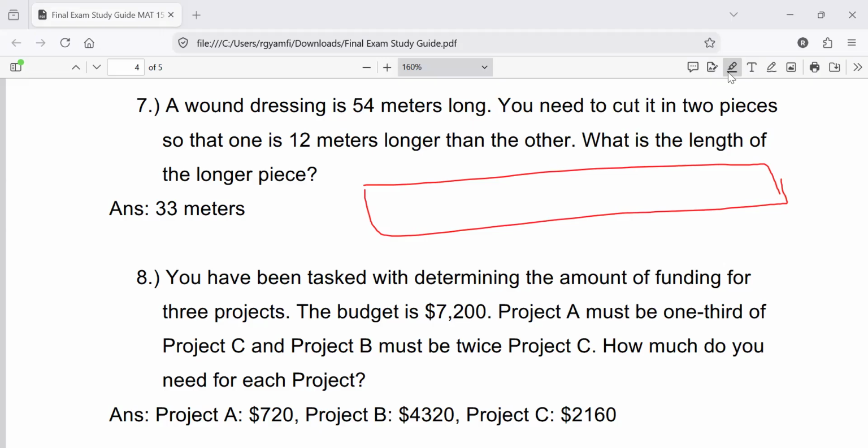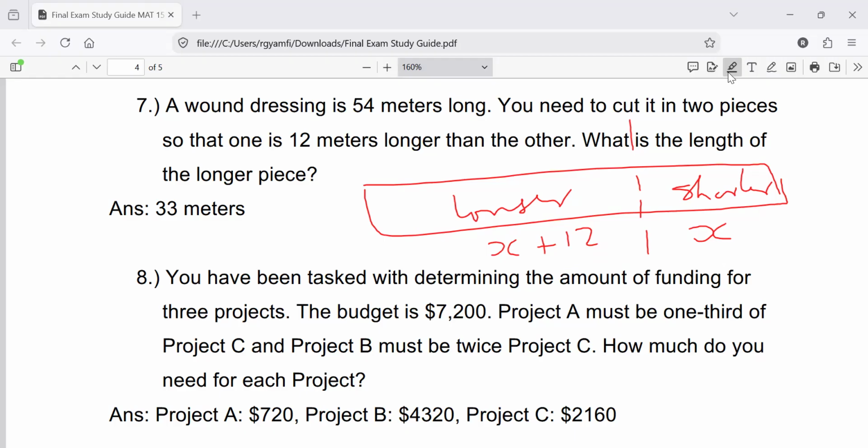You need to cut it in two pieces such that one is 12 meters longer than the other. So I'm cutting it in two pieces. One part is longer than the other. So this is the shorter part, and this is the longer part. So the shorter part, if it's x, then the longer part is 12 more than the shorter part. So I would say x plus 12. You see it, and that's it.